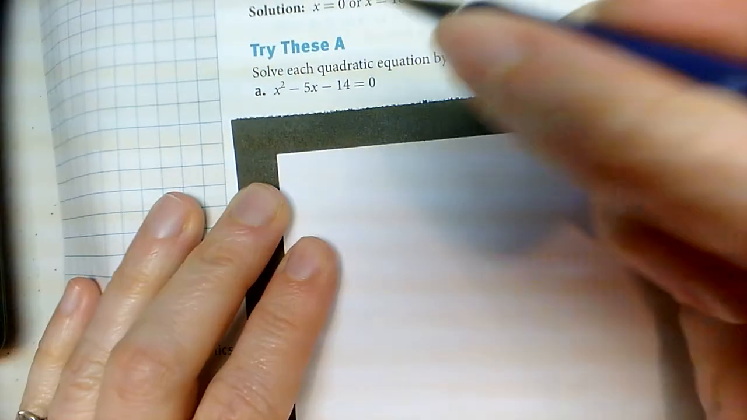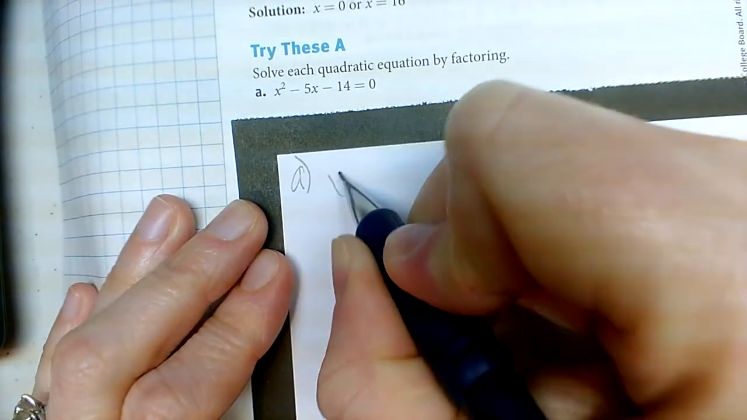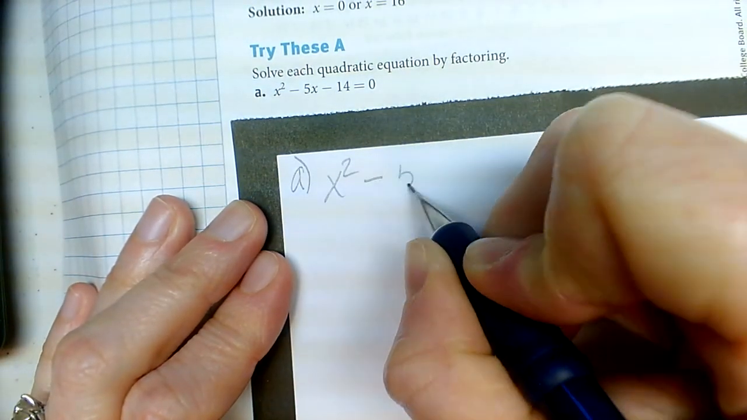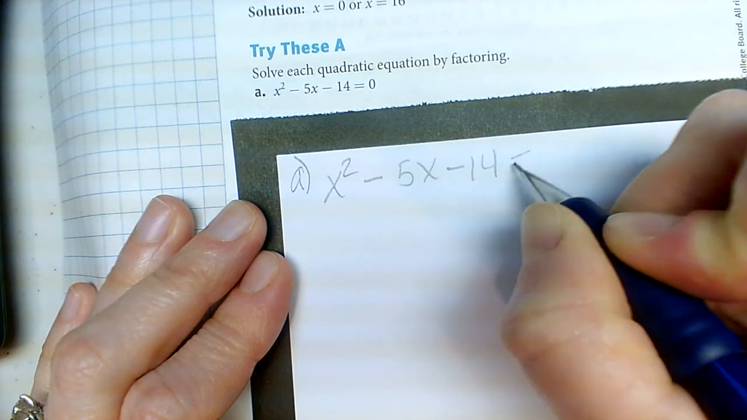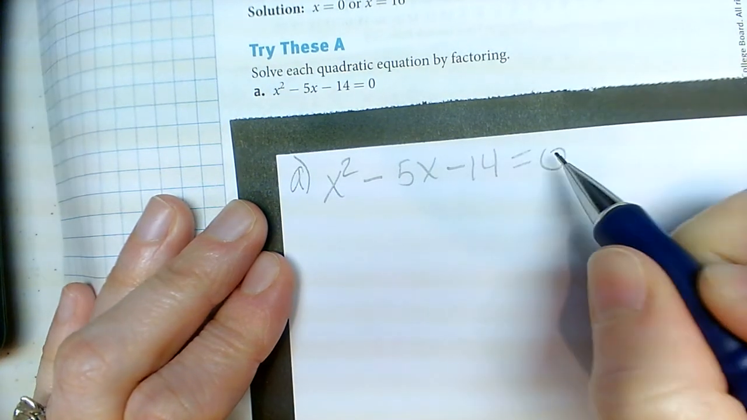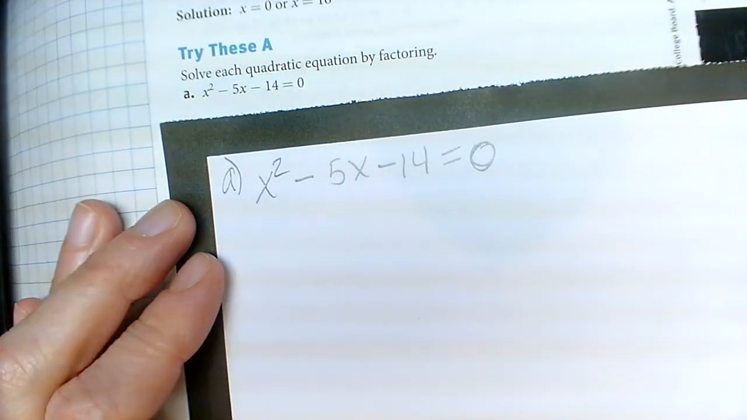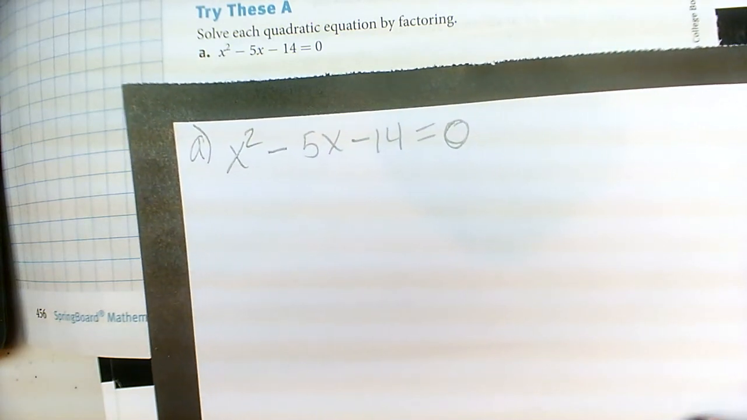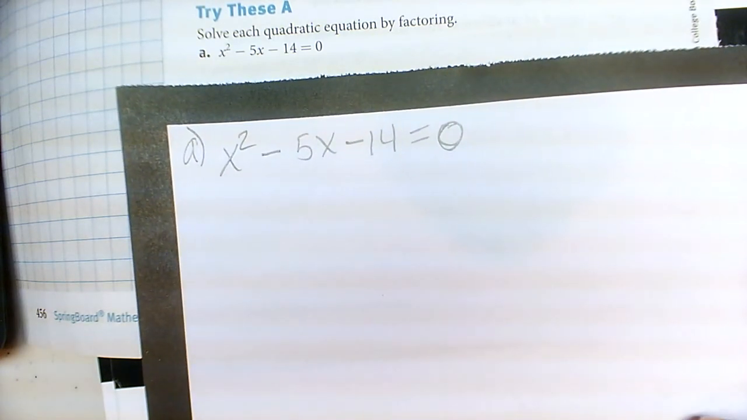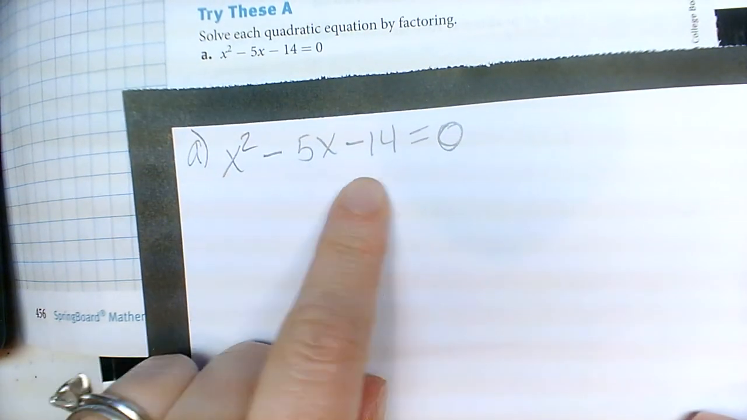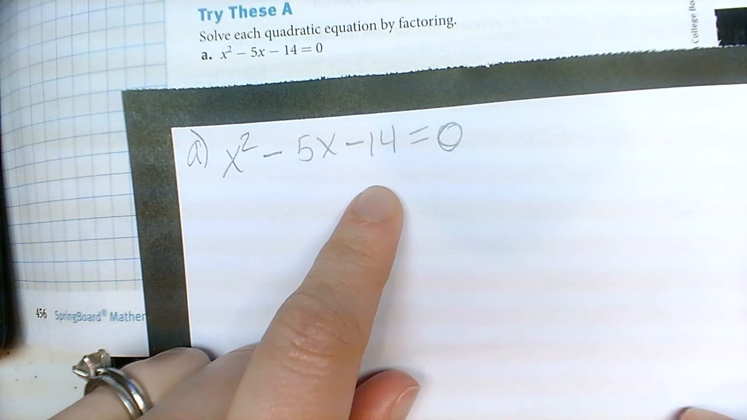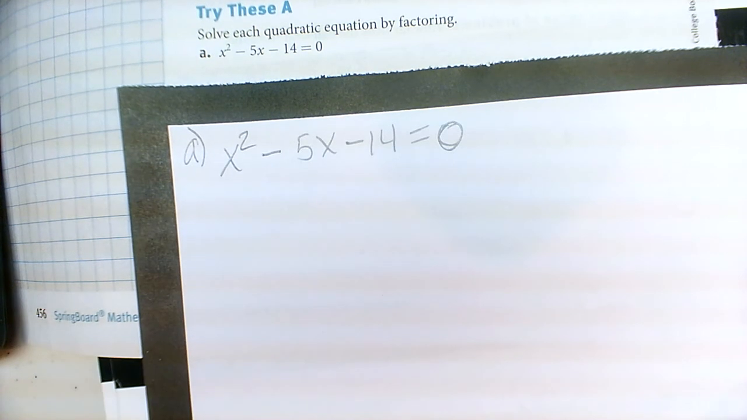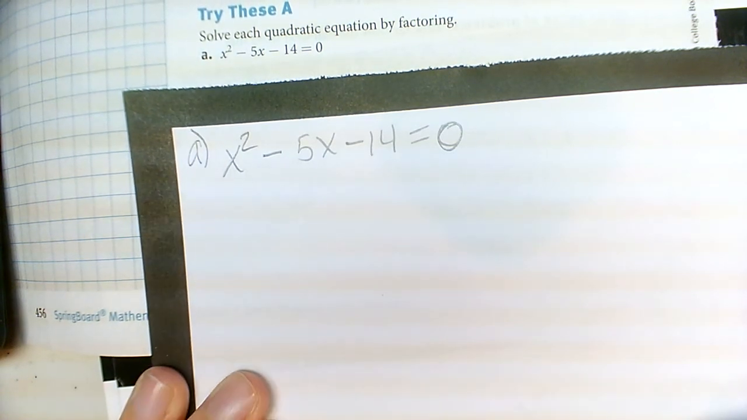I'm going to look at A right here. So A is x squared minus 5x minus 14 equals 0. All right, so our quadratic is in standard form, and we're going to factor it just like we learned how to factor in class. The first thing I want to do is look for a GCF. Do I have a GCF other than one that we can factor out? We don't, so we're just going to go ahead and factor using the steps that we've learned in class already.